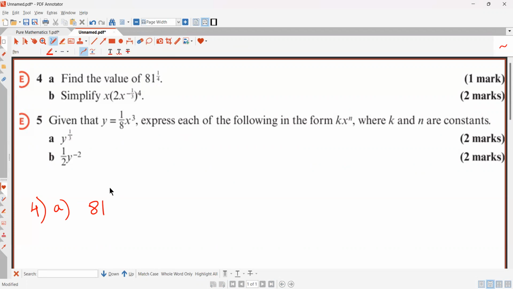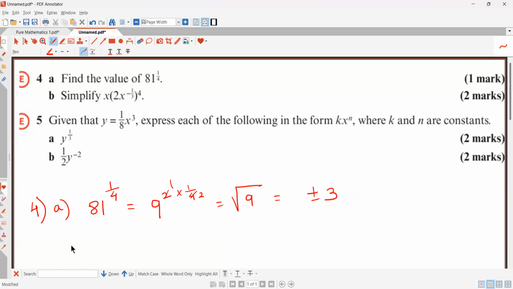81 whole raised to 1 by 4. Can 81 be 9 square? So 9 square multiplied by 1 by 4. 2 1s are 2, 2 2s are 4. So 1 by 2. What is root of 9? Root of 9 is going to be plus minus 3 by the way. Please, from now on, whenever a root is there, do write plus minus. Clear? Now, regarding this, it is 9 raised to half, right? That's why I wrote root here. I hope you guys don't get confused.